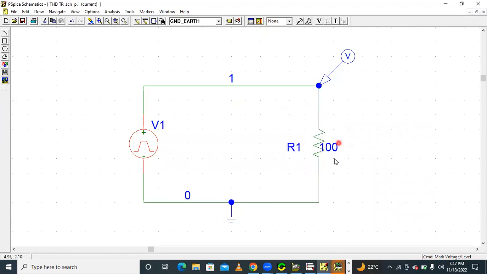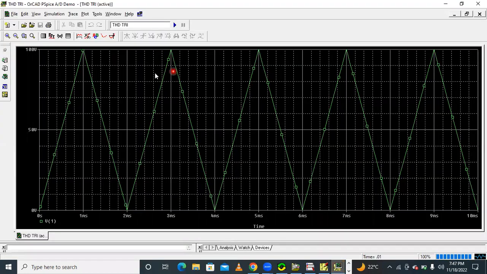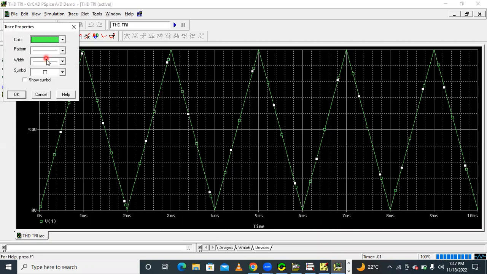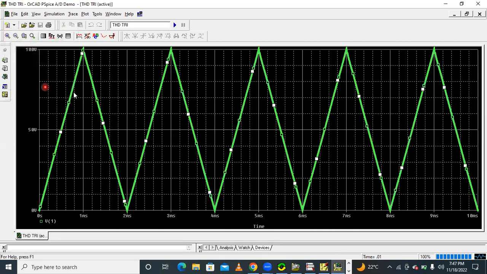Okay, and then a new pop-up appears like this. This is the triangular waveform. So like this, a triangular waveform is generated. It goes from 0 volts to 100 volts: V1 is equal to 0, V2 is equal to 100. That's why the maximum peak is 100. And final time is 10 milliseconds, so the graph is displayed up to 10 milliseconds.